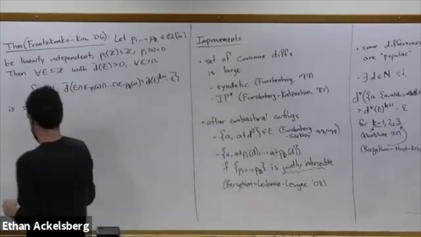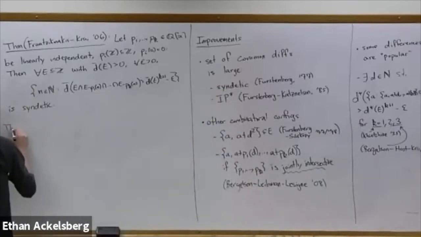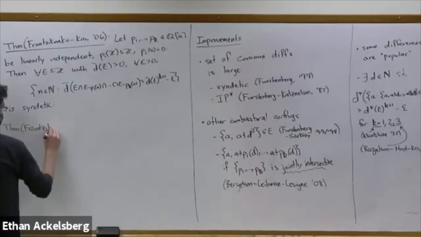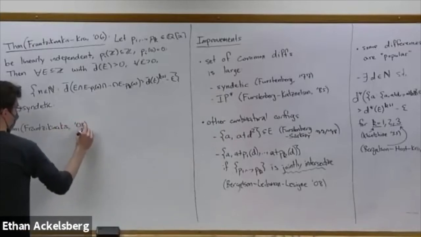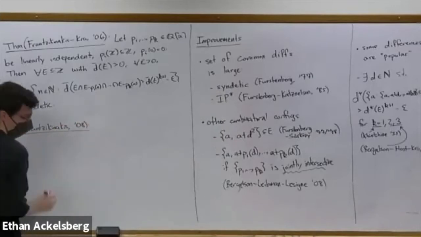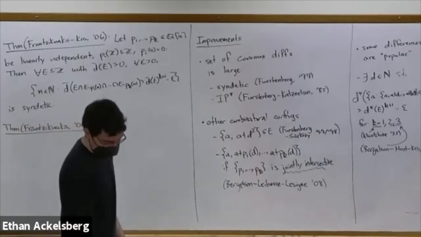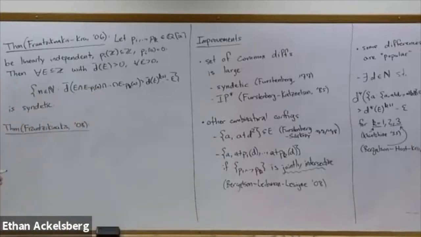Okay, and then Frantzikinakis, a couple years later, showed that you can also do this for polynomials that are all just integer multiples of the fixed one. So you can ask just which polynomial configurations allow for some popular difference theorem.